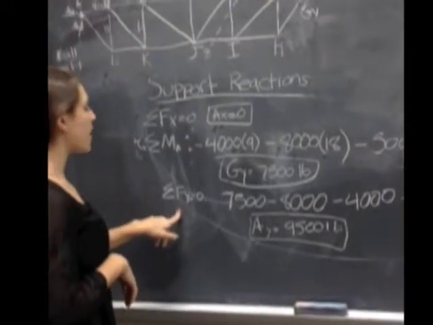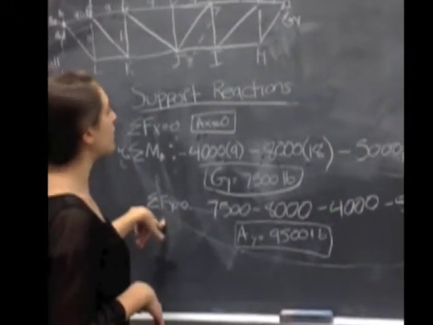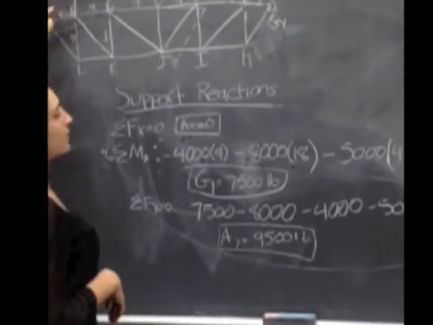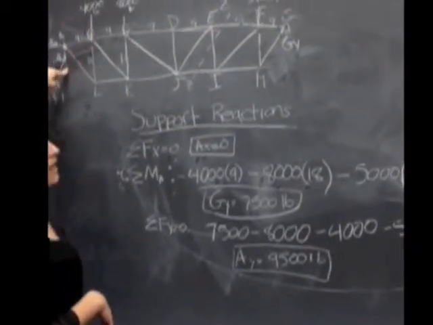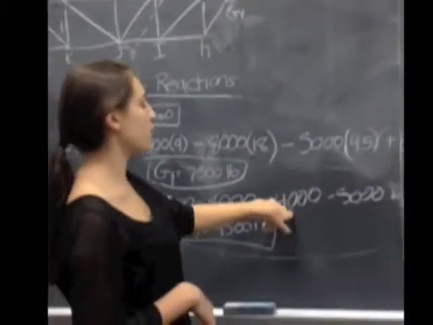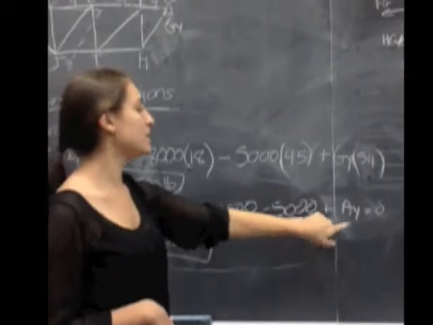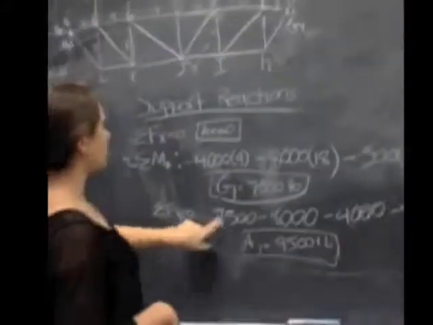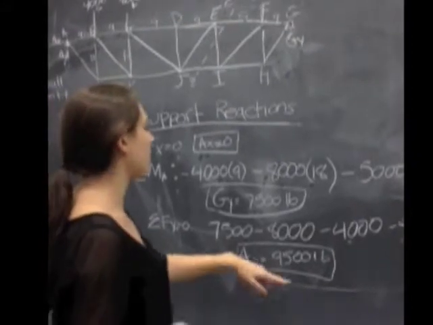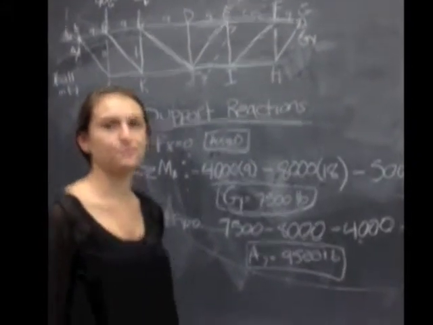Moving on to FY, all you have here is the GY pointing up, and then these external forces pointing down, and your only unknown is AY. So you plug in those, you have GY minus 8,000, minus 4,000, minus 5,000, plus AY equals 0. The GY is 7,500, so if you solve for AY, you get 9,500 pounds.